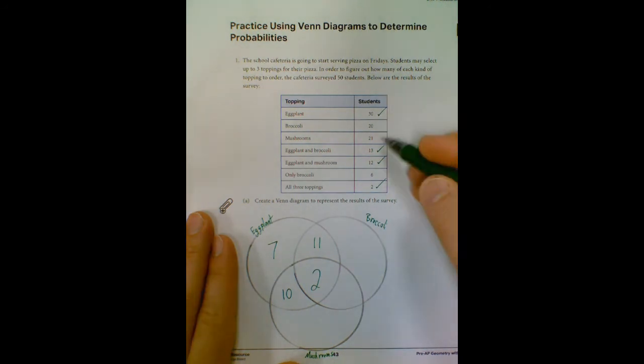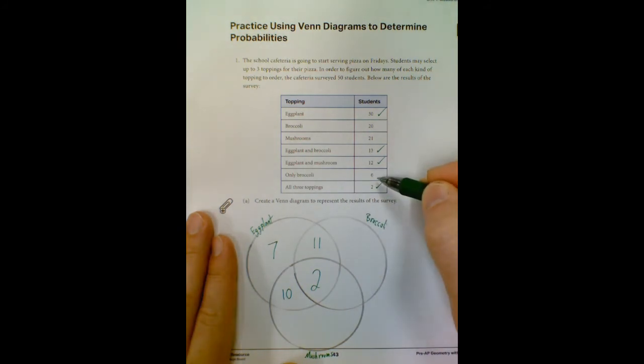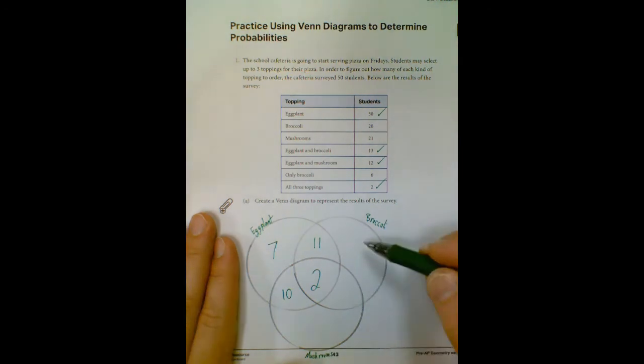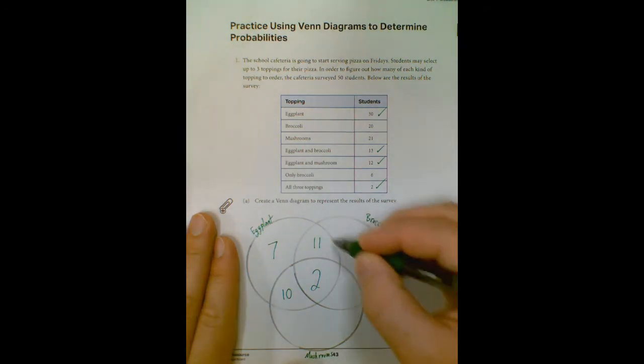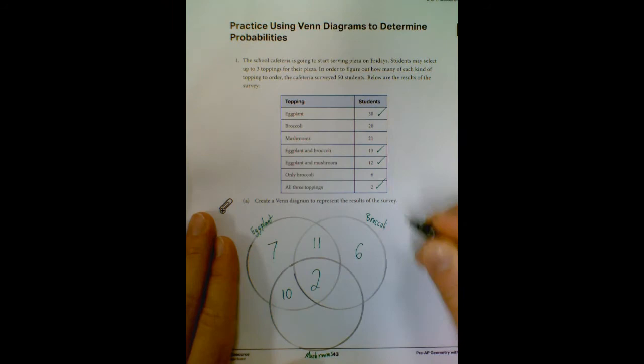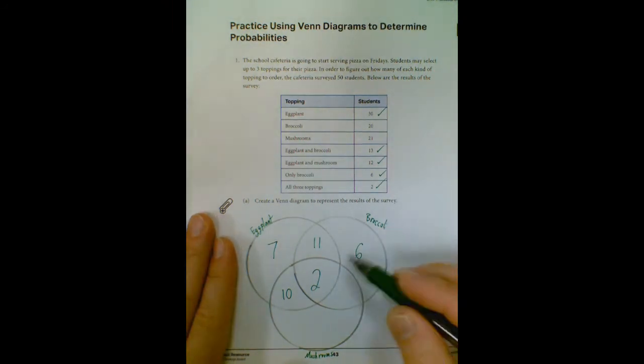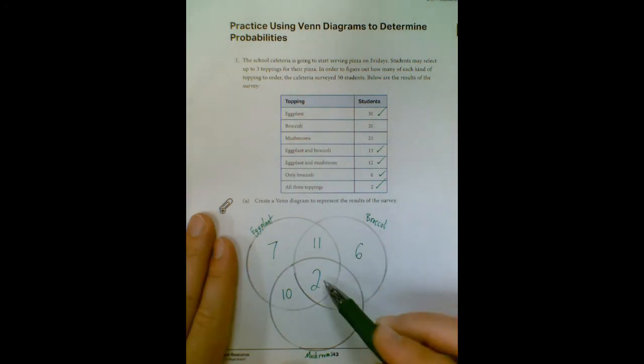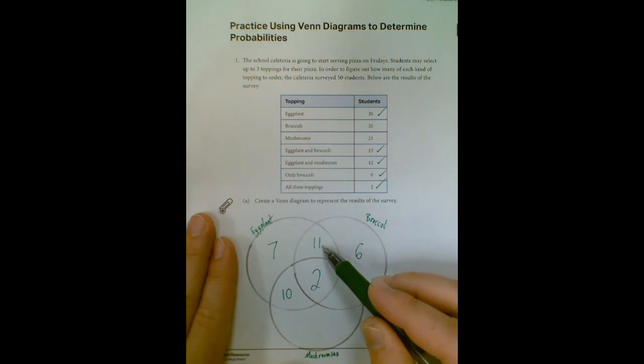All right, keep working here. I know broccoli's total, mushroom total. Oh, and only broccoli actually is helpful here. So only broccoli means they don't want eggplant, they don't want mushrooms, so that would be this piece over here. So that would be 6. All right, so now I have 1 left in my broccoli one. I need 20 total. So I have 6 and 2, so that's 8. So 11 is 19 out of these 3.